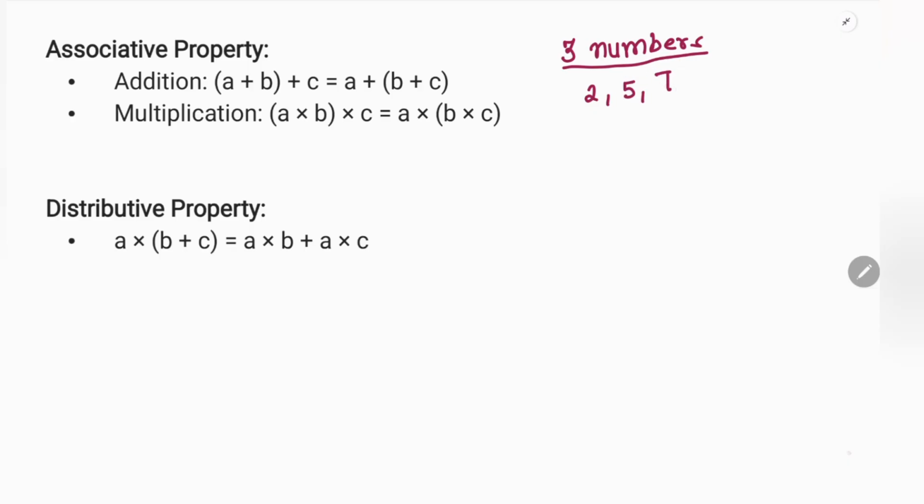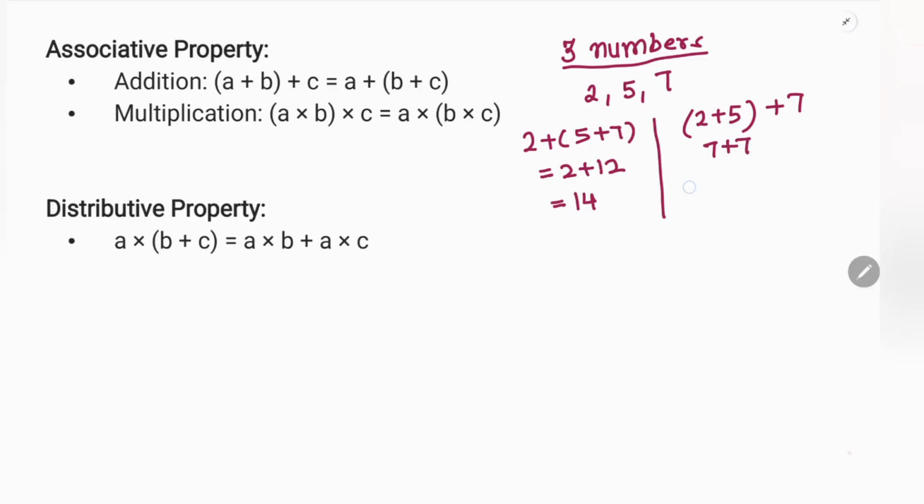Suppose I add 5 and 7 first and then I add 2. That means 2 plus 5 plus 7 is what? 14. Now instead of adding 5 and 7 first, I add 2 and 5 and then I add 7. Will that affect it? No. The answer will still be equal to 14. So this is known as the associative property.